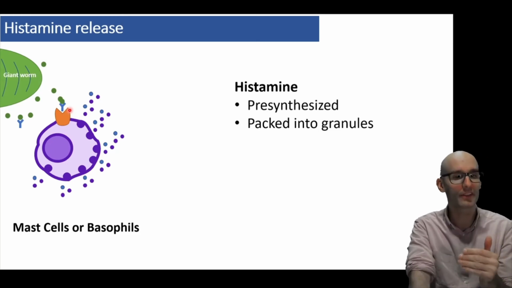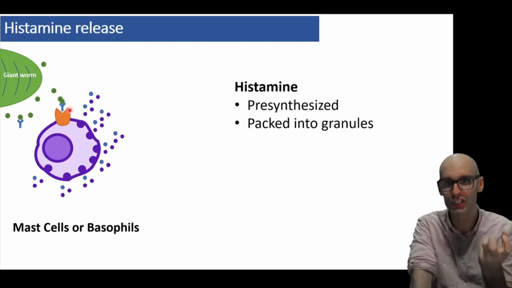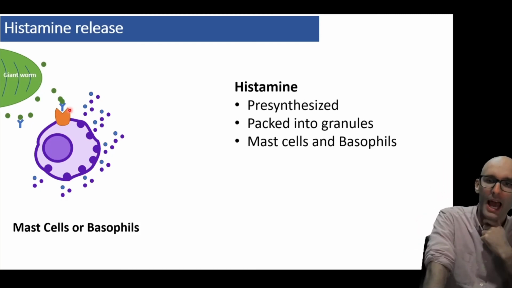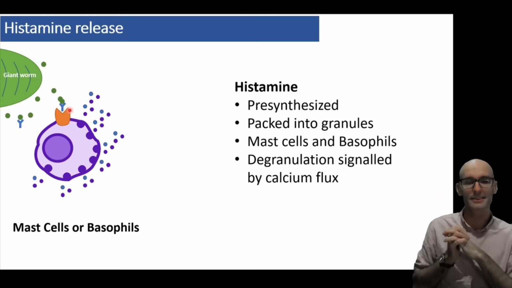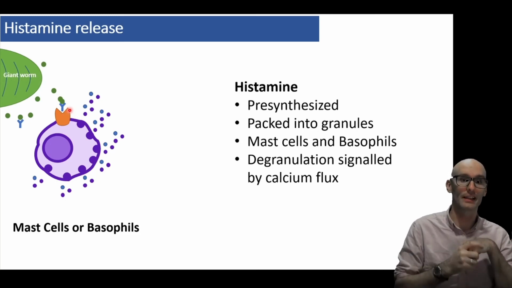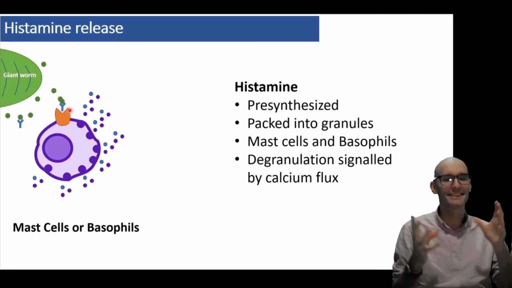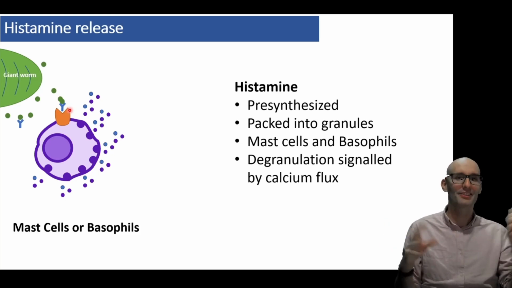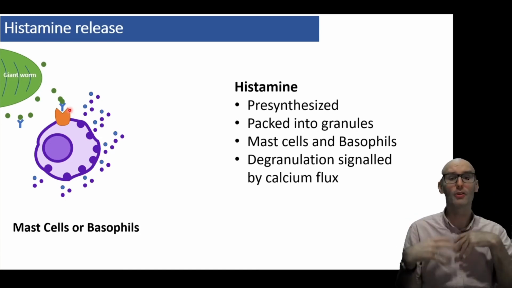And the importance of that is it allows us to have a huge response really quickly because it's got packaged signaling molecules, loads of it in these granules. It's in mast cells and basophils, and degranulation is signaled by calcium flux. So all cells are typically low in calcium, and the extracellular environment is high in calcium. Some people remember this by saying that cells are like a banana in a swimming pool full of table salt. So the extracellular fluid is a swimming pool of milk with table salt.